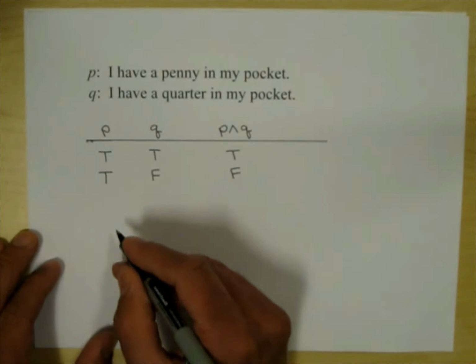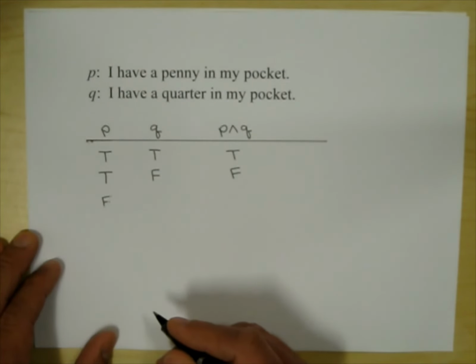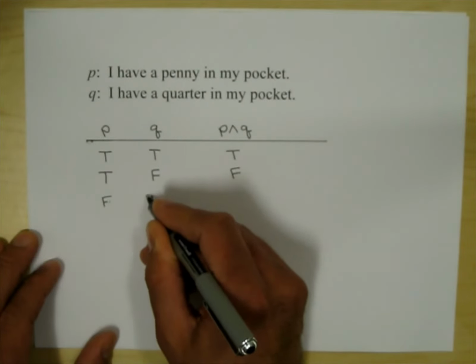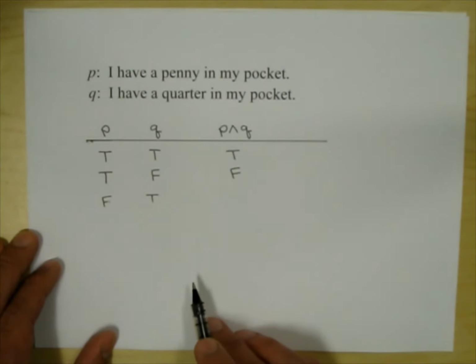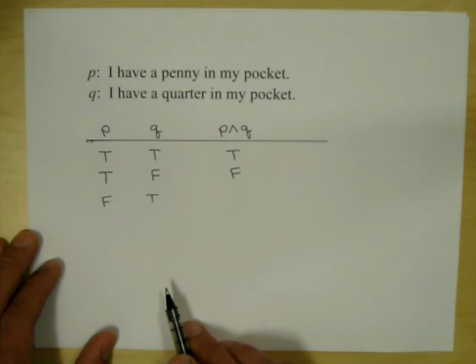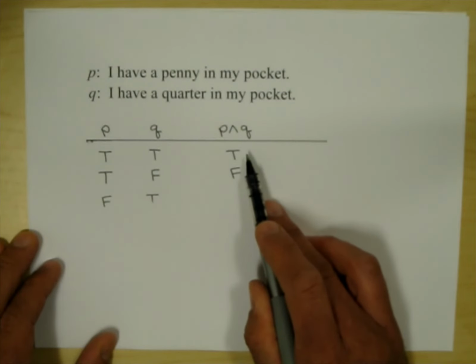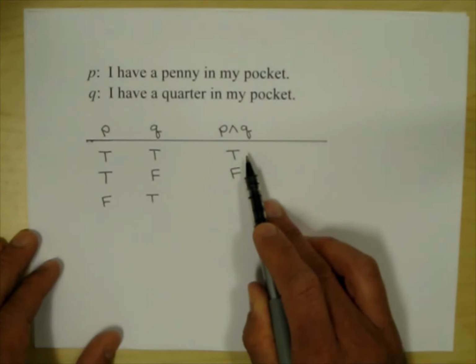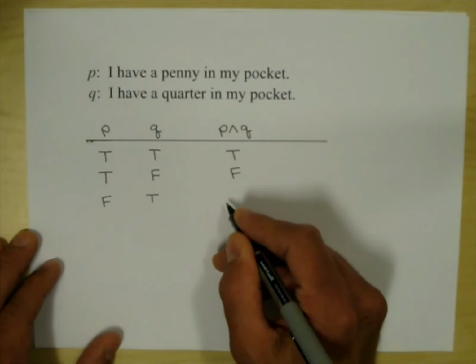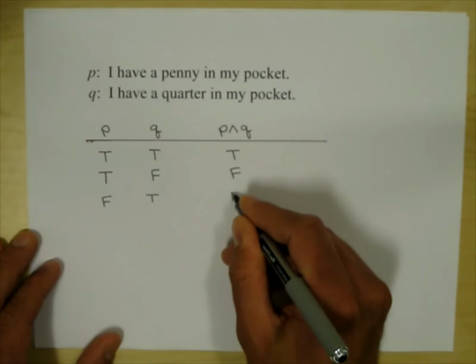Okay, let's continue this little scenario. P is false. That means I do not have a penny in my pocket. Q is true. I have a quarter in my pocket. So, like if I don't have a penny in my pocket and I have a quarter in my pocket, and I come up to you and say, I have a penny and a quarter in my pocket, was I lying to you? And the answer to that question is, yes, I was. So false and true equals false.